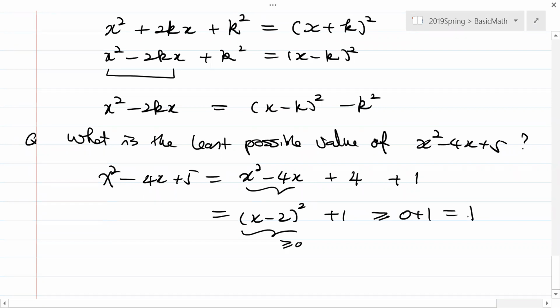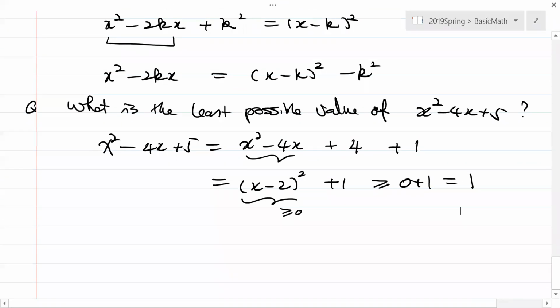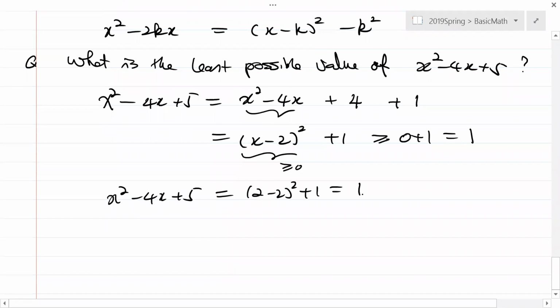You cannot get smaller than 1. And it can be reached when x equals 2. So x squared minus 4x plus 5 is going to be 2 minus 2 squared plus 1, which is 1. So 1 is indeed the smallest, the least possible value.